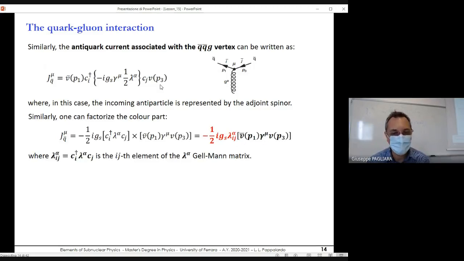One can do exactly the same derivation that we made before on the blackboard. Also here, of course, you can factorize your color part. You can denote this in the compact notation, because it's just a matrix element, and you're done. The difference is that now your current deals with antiparticle spinors.